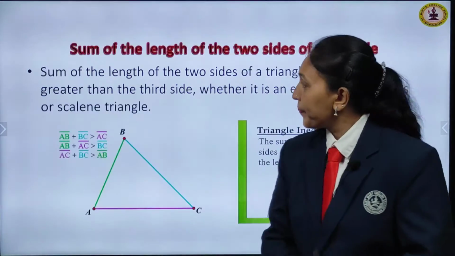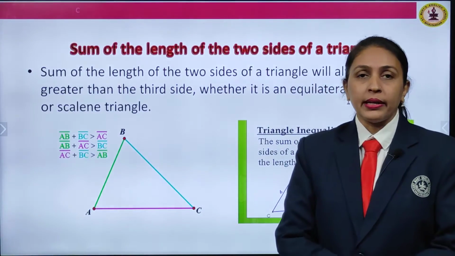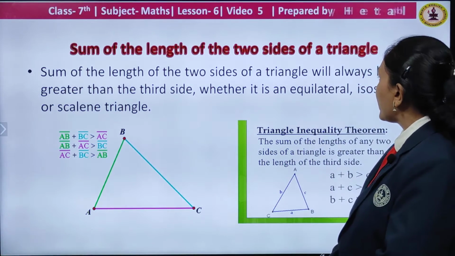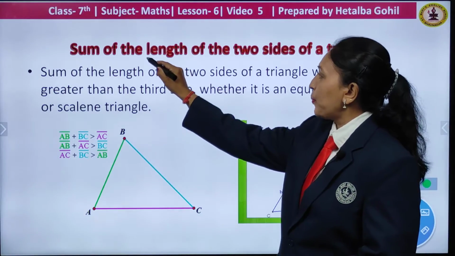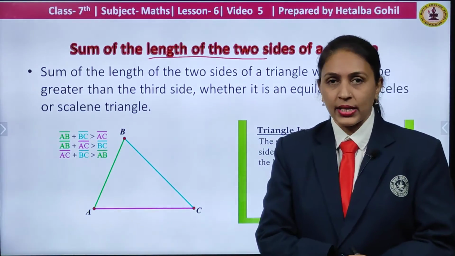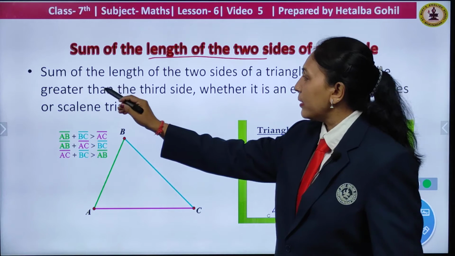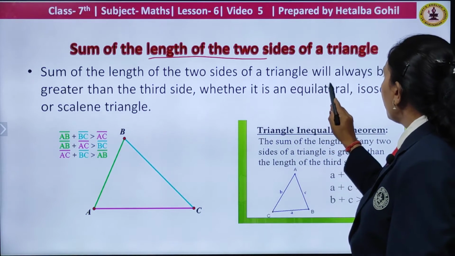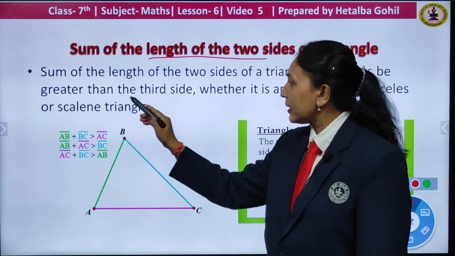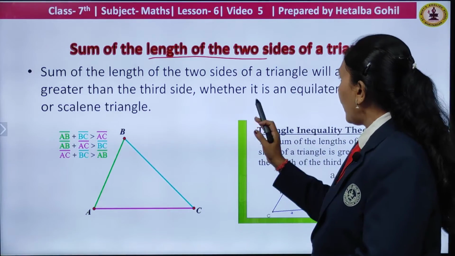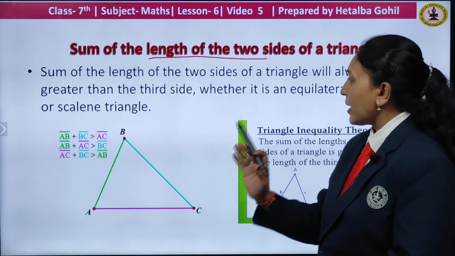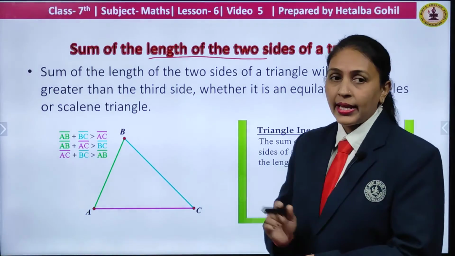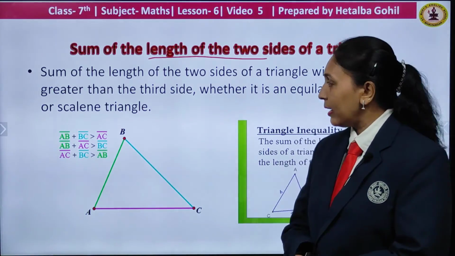Next, now the next property related to the triangle, that is the sum of the length of two sides of the triangle. What is it, let us read. The sum of the lengths of two sides of a triangle will always be greater than the third side, whether it is an equilateral, isosceles or scalene triangle. Okay, children, so this is the next property that we have to understand very nicely.